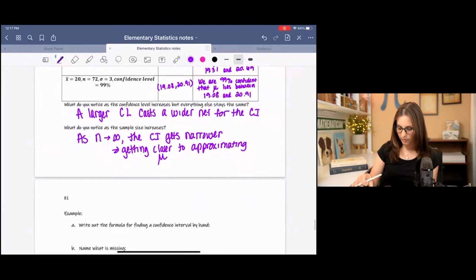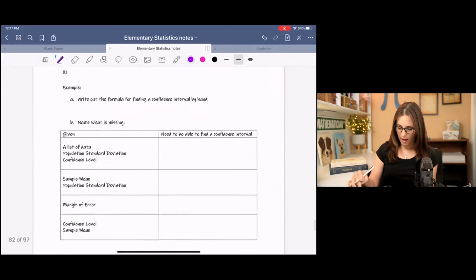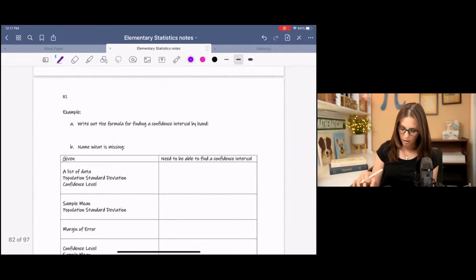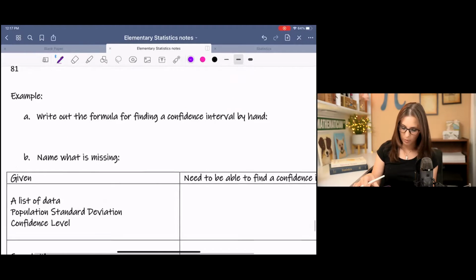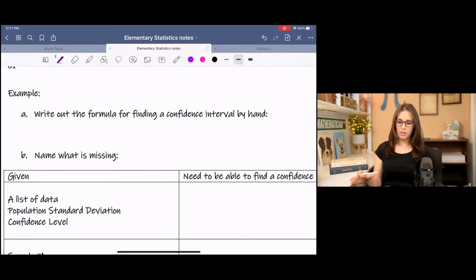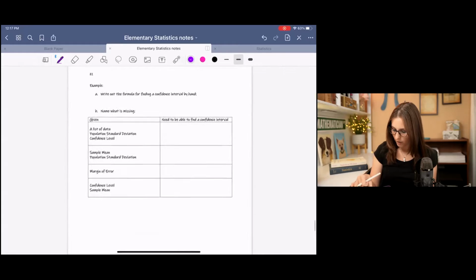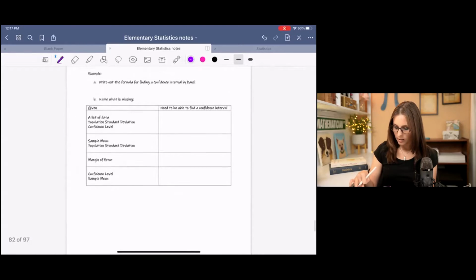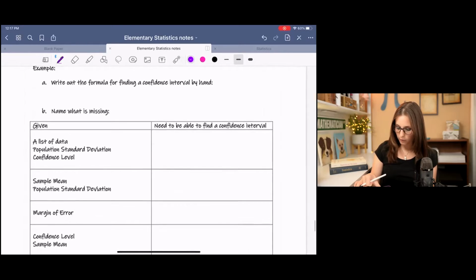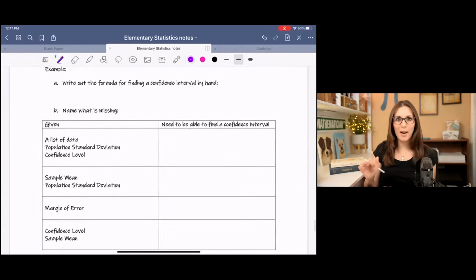So let's use that and work through this example. Write out the formula, just a summary, write out the formula for finding a confidence interval by hand. I'm going to zoom out. This is just a summary of the lesson and tying it all together. I'm going to let you fill out this table and this question, come back and check your answers.